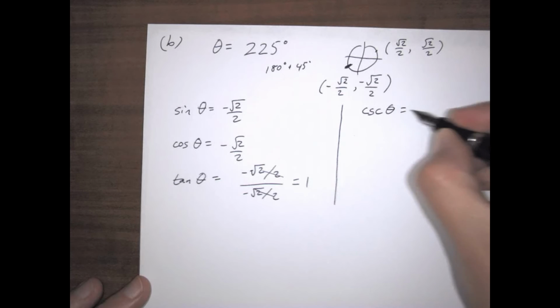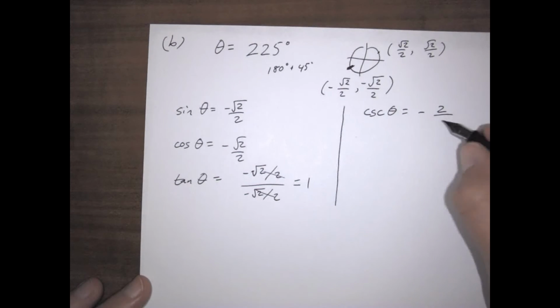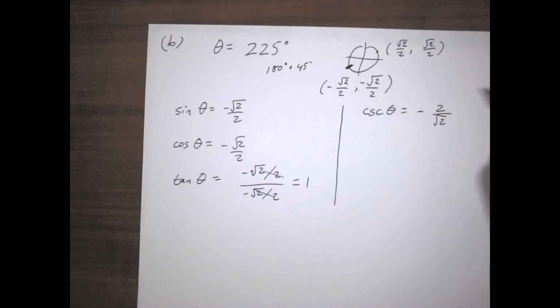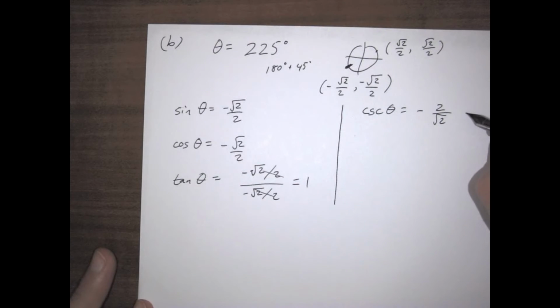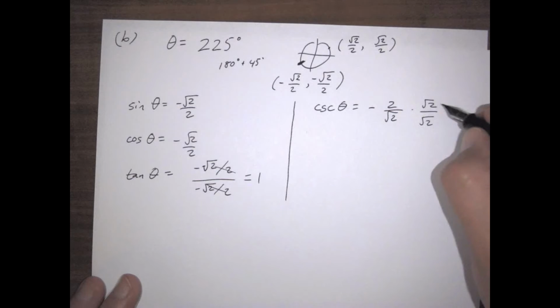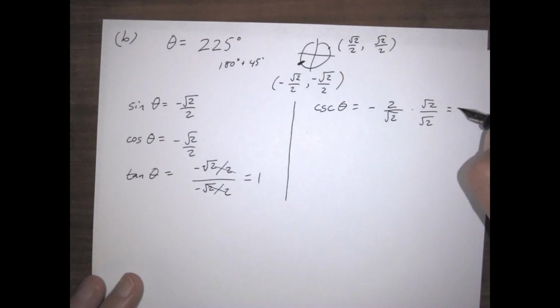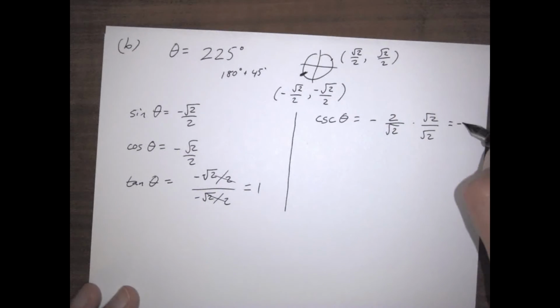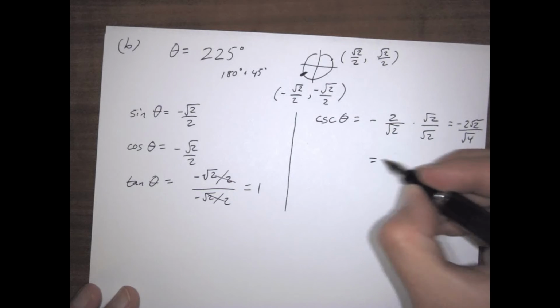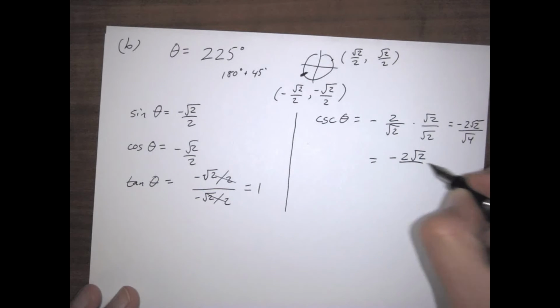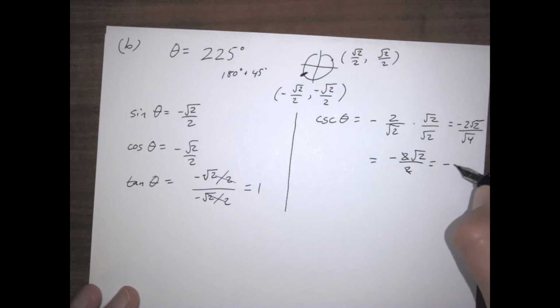Cosecant theta, negative 2 over root 2. So we just turn the sine upside down. But that's not yet right. So we multiply by root 2 over root 2. See what we get. So it's going to be negative 2 root 2 over root 4, which is equal to negative 2 root 2 over 2. Let those cancel, and you just get negative root 2.